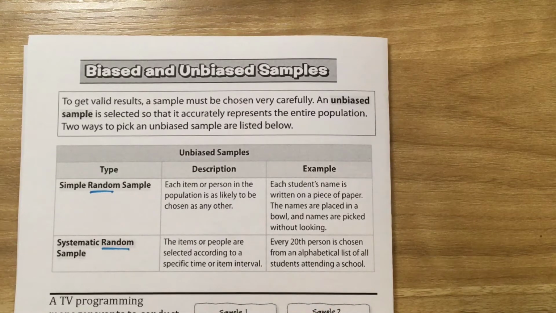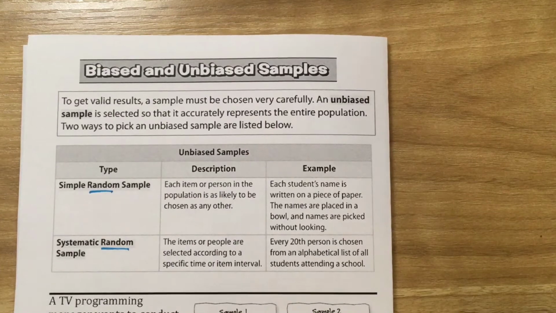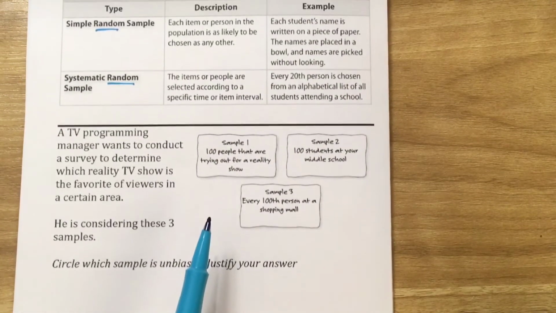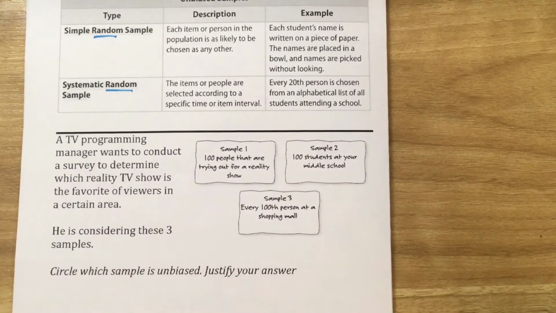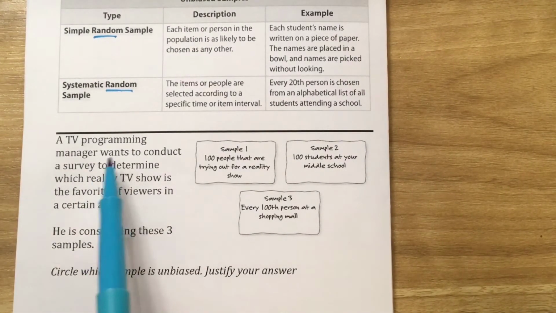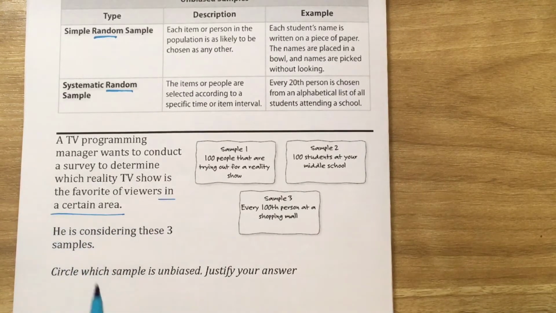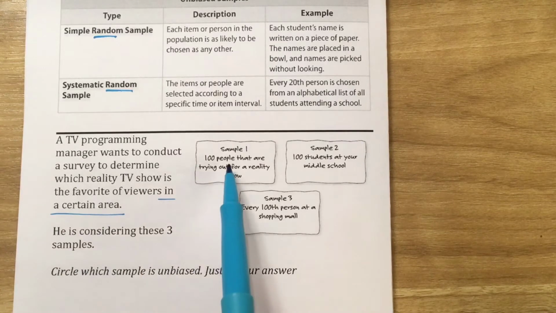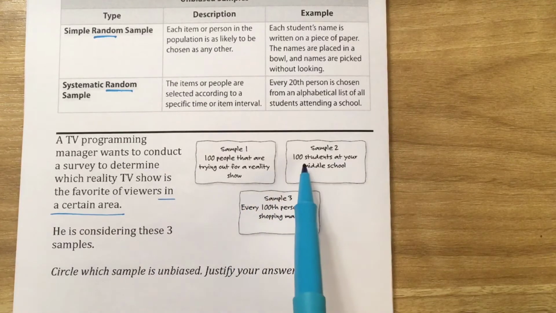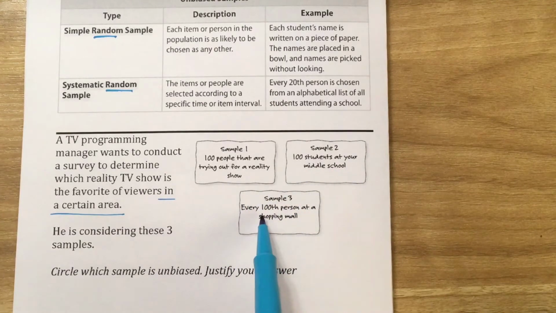All right, so taking a look at our example here, and we're going to be looking at what type of sample this is. A TV programming manager wants to conduct a survey to determine which reality TV show is the favorite of viewers in a certain area. So we're talking about like a town or county or state, and he's considering these 3 samples. The first one is 100 people that are trying out for a reality TV show, 100 students at your middle school, and every 100th person at a shopping mall.